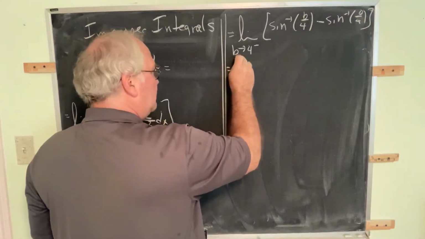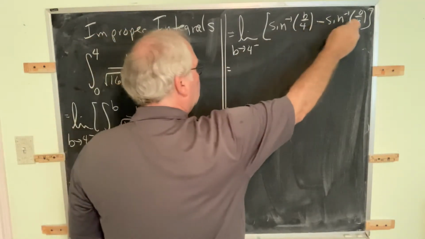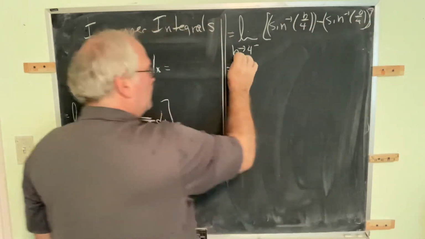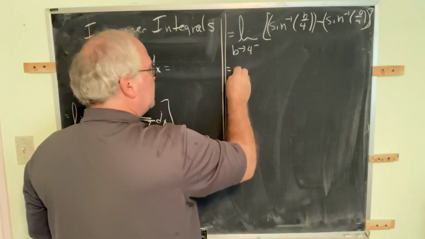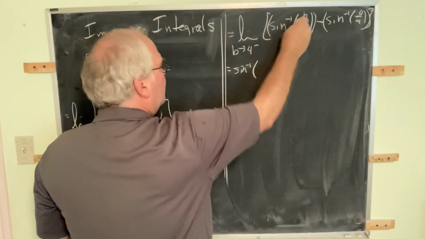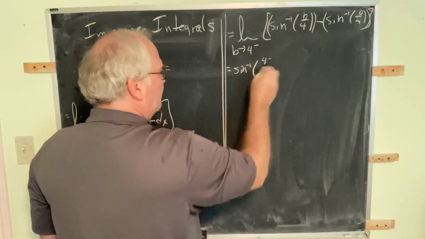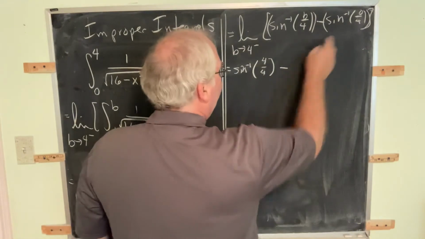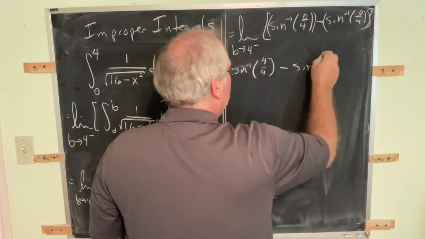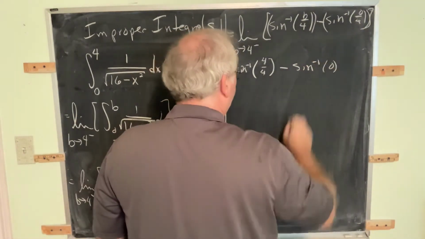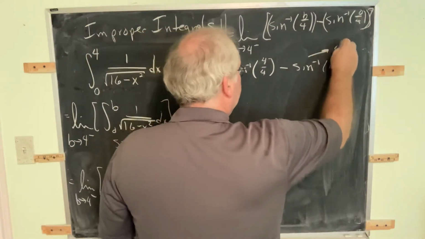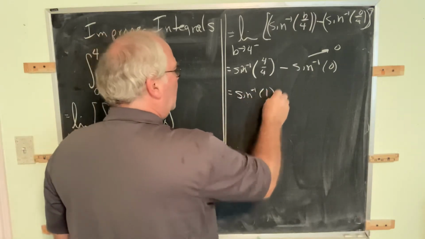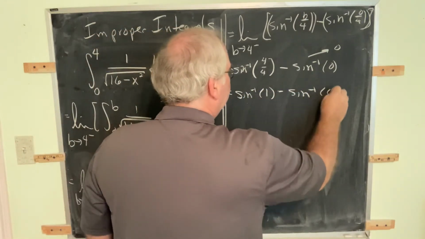Now evaluate the limit. We've substituted upper limit minus lower limit. So this is sine inverse of 4 over 4. We're approaching from the left, but for sine inverse, that's not an issue. Minus sine inverse of 0. There's nothing to substitute, but 0 over 4 is 0, and sine inverse of 0 is 0. So this piece is going to fall out. So this is sine inverse of 1 minus sine inverse of 0.